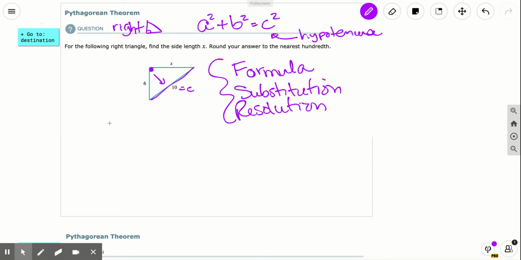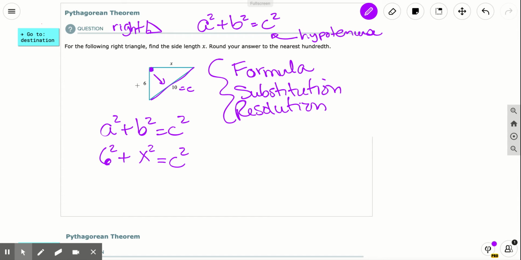All right, so first, for me, this is what you must do. You must first write a squared plus b squared equals c squared. Then you're going to substitute it in. I don't care which side you pick for a or b. Just pick one of them. I'm going to pick this for my a. 6 squared plus x squared equals c squared.